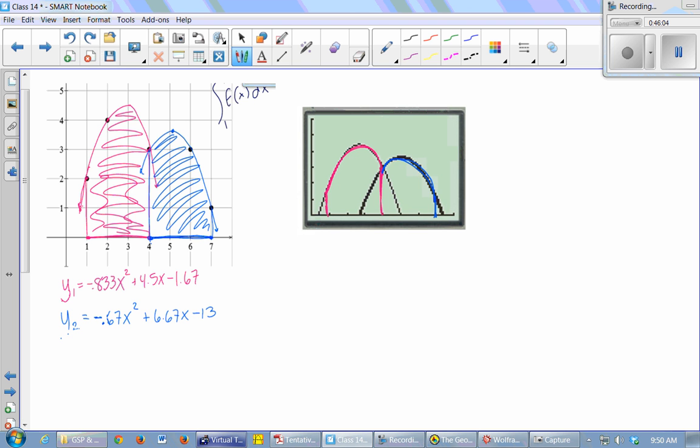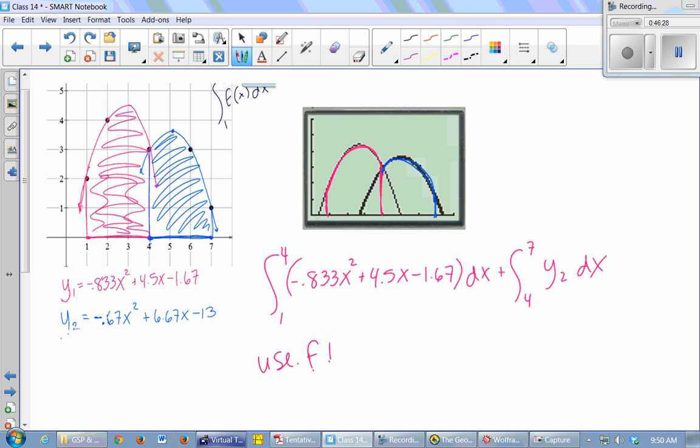So I'm going to take the integral from 1 to 4 under negative 0.833x squared plus 4.5x minus 1.67 dx plus the integral from 4 to 7 of y2. And you can use FTC because those are quadratics. You can easily just use the power rule to get an antiderivative. And we're out of time, so I'm not going to do it.